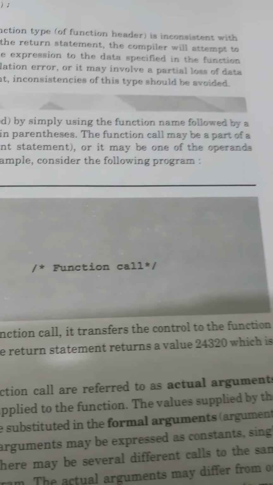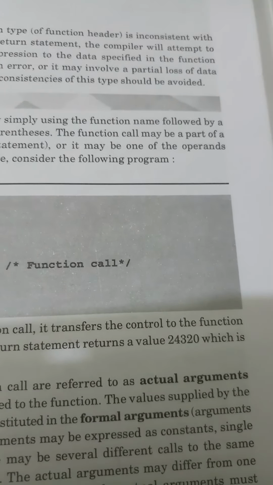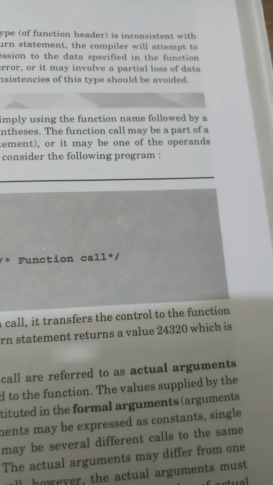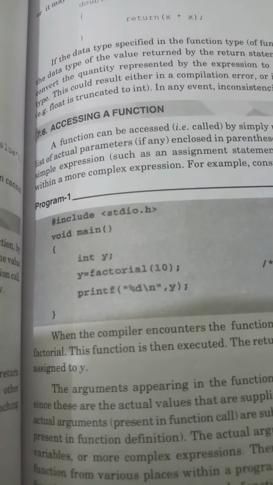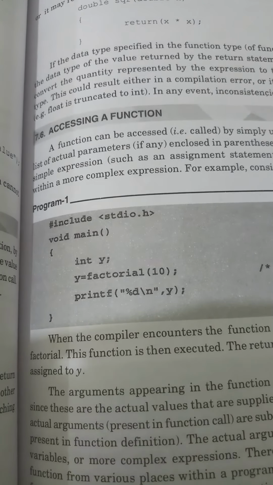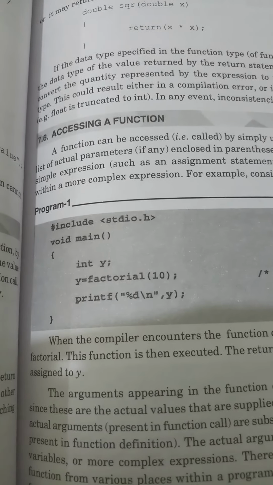This function is then executed. The return statement returns a value 24320, which is assigned to y. Program 1, factorial का है ये, ठीक.